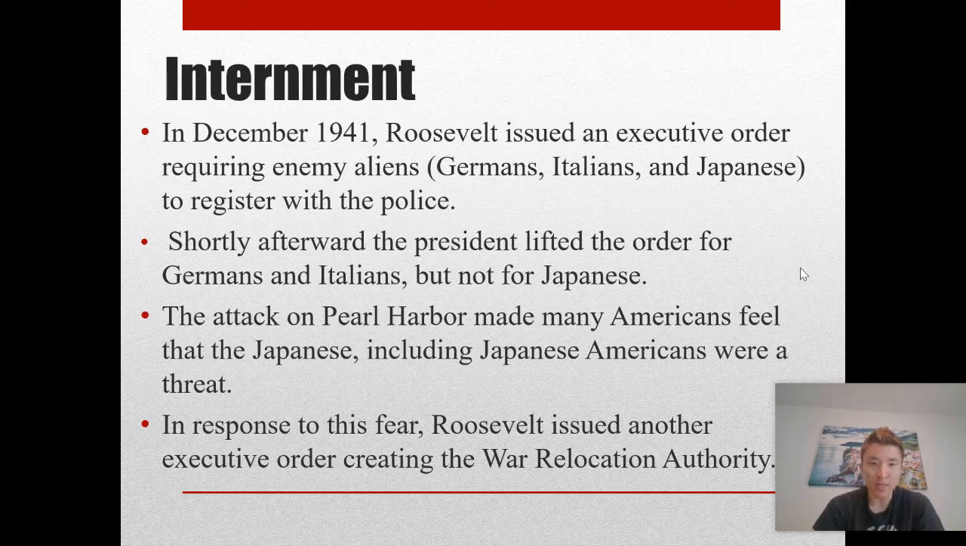But anyways, the attack on Pearl Harbor made many Americans feel that the Japanese, including Japanese Americans, were a threat, even though there are many second, third, fourth generation Japanese Americans that have never set foot in Japan, may not even speak the Japanese language, but because they were of Japanese descent, they were seen as a threat. And so, in response to this fear, President Franklin D. Roosevelt issued another executive order creating the War Relocation Authority, the WRA. And scholars debate this all the time. It's very controversial. It's an internment camp that placed many Japanese Americans out in California, Colorado, many of these Western states, and they were basically in prison. Many Japanese Americans lost their family businesses. They were basically arrested and forced into these internment camps.